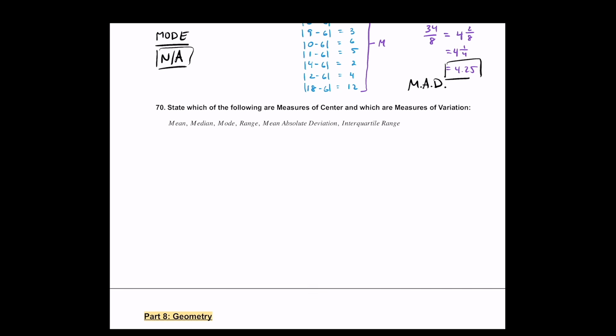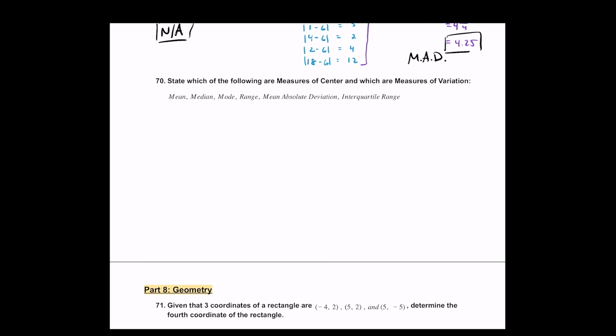Alrighty, one more question on statistics. State which of the following are measures of center versus measures of variability. So let's go ahead and say measures of center. Mean, that's a measure of center. Median is also another measure of center. And mode is a measure of center. Okay, these are all measures of center.